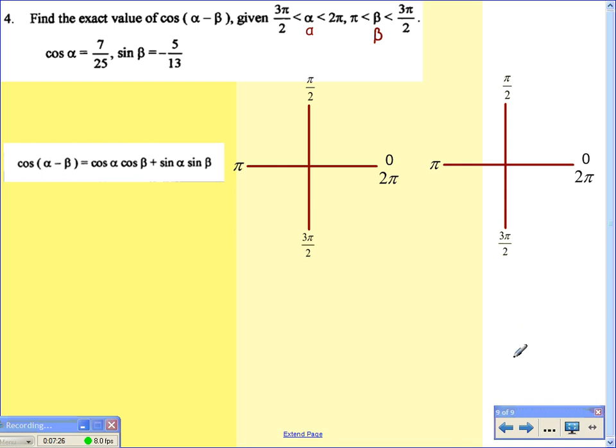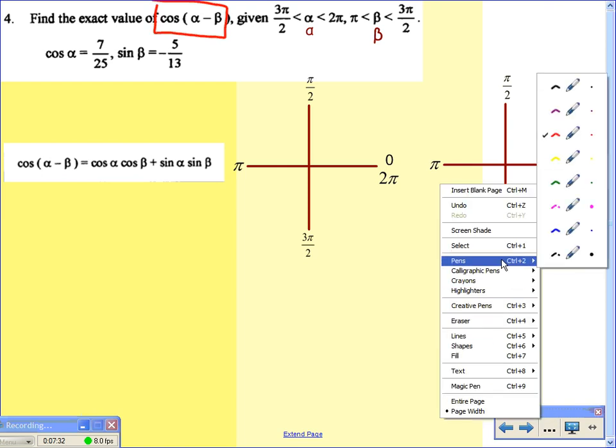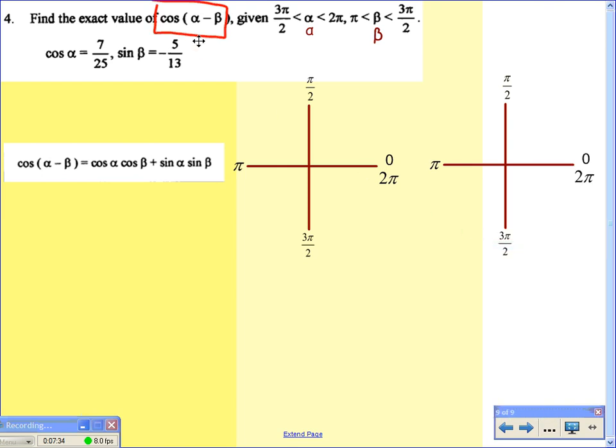All right, last but not least, example 4. It says find the exact value of cosine alpha minus beta. Since it tells us in directions to use cosine of alpha minus beta, that's the formula that we're going to be using. Next, it tells us that alpha is between 3 pi over 2 and 2 pi.